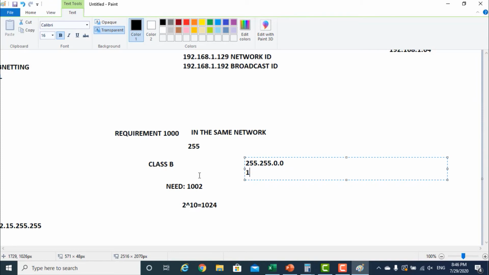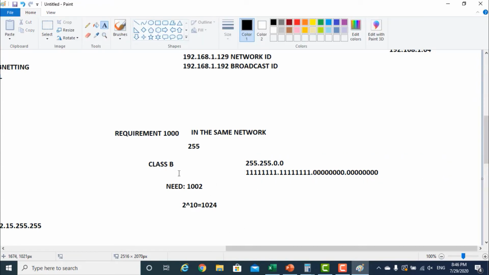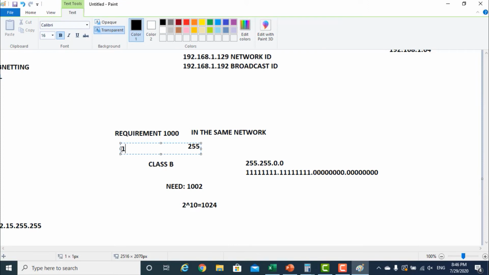Which is equal to 1 2 3 4 5 6 7 8, 1 2 3 4 5 6 7 8, 1 2 3 4 5 6 7 8, 1 2 3 4 5 6 7 8. This is the default subnet mask for class B, because I'm using class B. For example, I'm allocating a subnet. What's my subnet? I will use a subnet of, for example, 172.10.0.0.